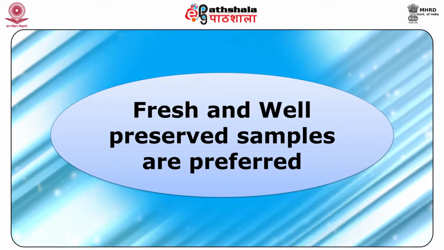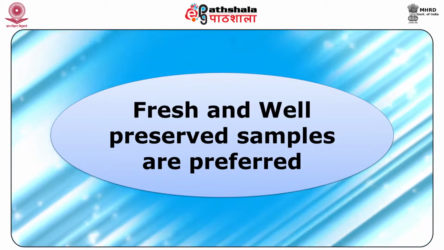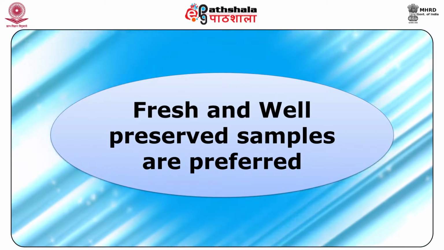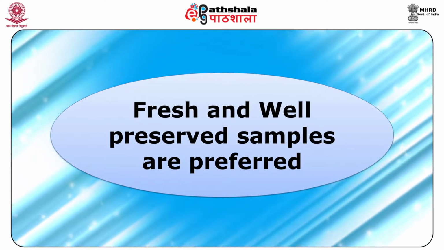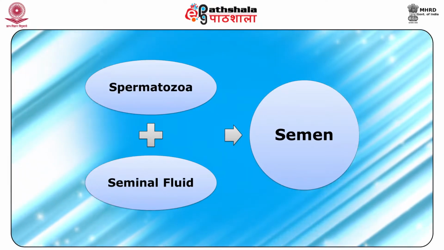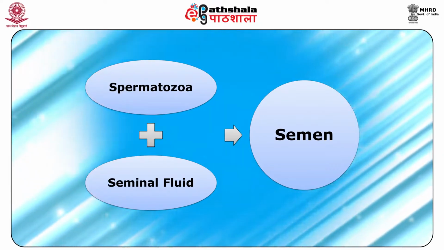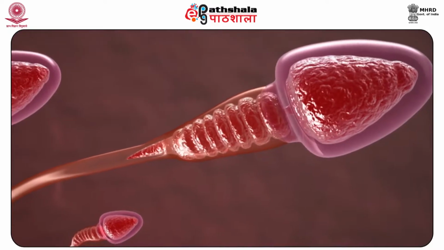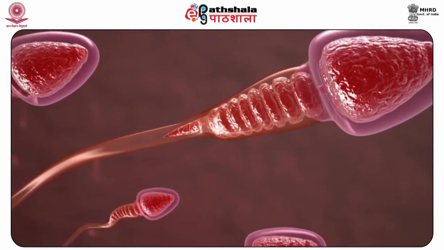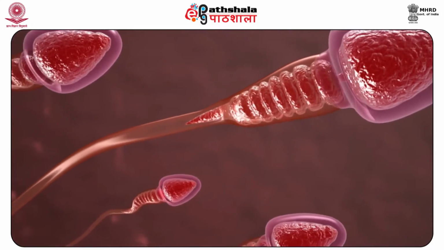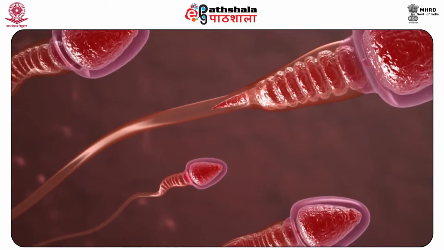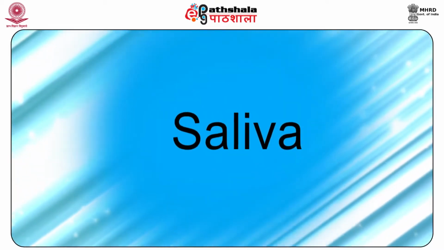However, the older a biological sample is, the further decomposition may have progressed. Therefore, fresh and well-preserved samples are preferred. Semen consists of two components, spermatozoa and seminal fluid. Spermatozoa are the male generative cells, and a normal human ejaculate can contain from several million upward to 80 million spermatozoa cells per ml. Next, we have saliva.